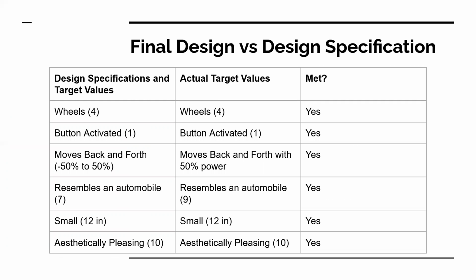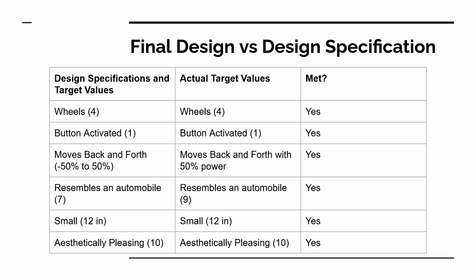So in terms of our final design versus the design specification, for our target values for the wheels, we wanted 4. We actually were able to put 4 wheels on our final design. In terms of button activation, we wanted 1 button. We actually had 1 button on our final design. In terms of moving motions, the range was negative 50% to 50%.